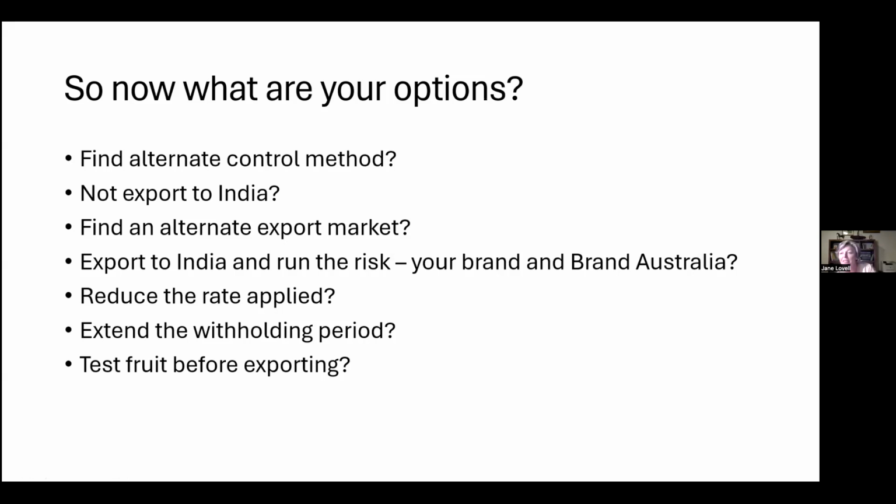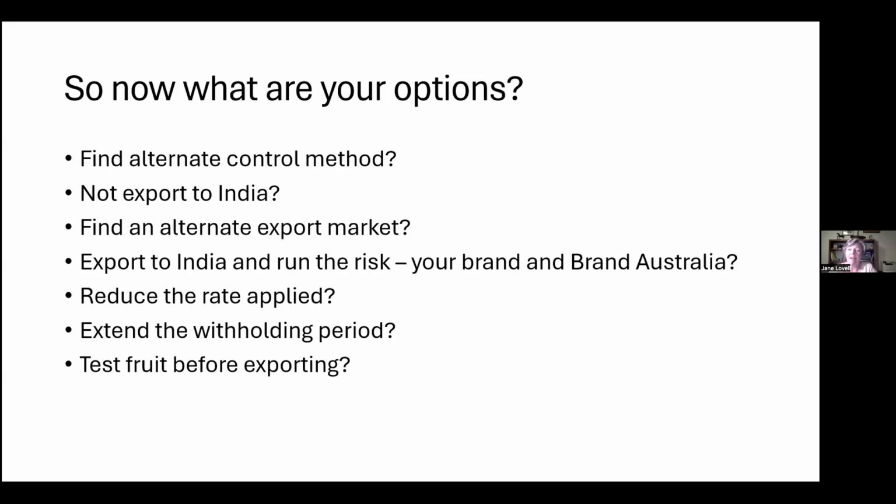So the first one, you could think about finding an alternate control method. So is there another chemical you could use? You could say, well, India is just too hard. Sorry, Yemi, fantastic opportunities that you've identified there. Was going to make me insanely rich, but I can't go there because I can't use Clartan. So you could choose to send your fruit somewhere else. You could probably not do this one, export to India and just hope that no one tests it. You risk your brand and you risk the brand Australia, definitely not what we would be recommending.